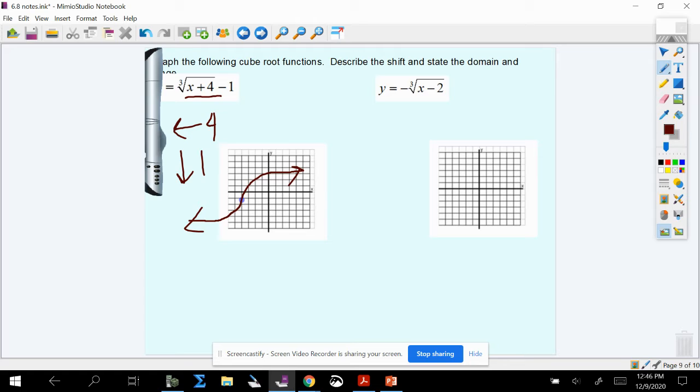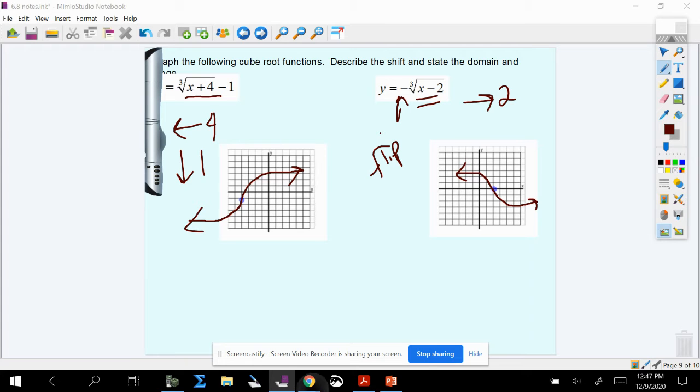For the next one, this one is going to flip because we have a reflection because of the negative, and because it has a -2 underneath, it's going to go right 2. So on my graph, I'm going to go right 2 and put a point. But when I draw it, instead of starting out below and approaching it, I'm going to start out above, and then go through and go below.